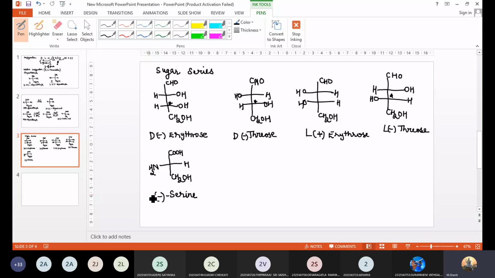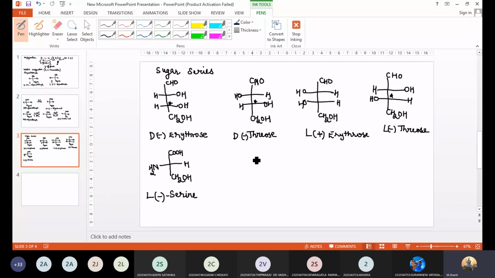Earlier in the case of sugar molecules, with respect to OH, we used to assign D or L configuration. Now, in the case of amino acids, please do remember, with respect to NH2 you have to assign either D or L. So NH2 is present on the left hand side or right hand side? Left, ma'am. So this has to be assigned as L.